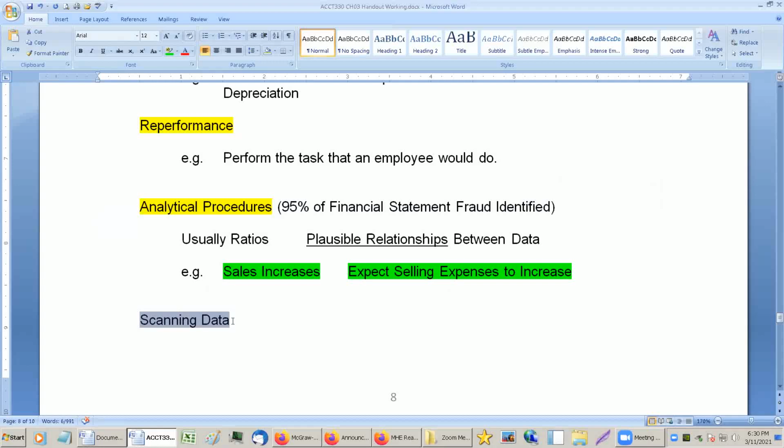out. Scanning data, just looking through the data itself, scanning through the accounts, looking for unusual accounts. What do you look for? Non-routine accounts, or entries, I should say. For instance, all the sales you'd expect to come through the sales journal. Well, if there's a sale that doesn't come through the sales journal, why isn't it going through there? So you look for non-routine, you look for large numbers.